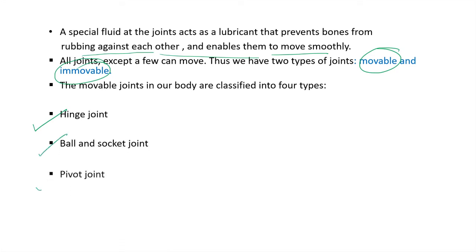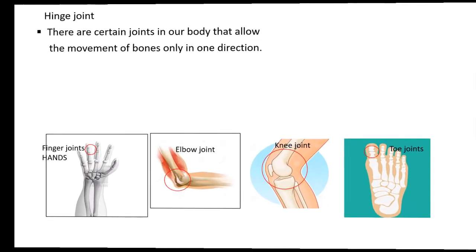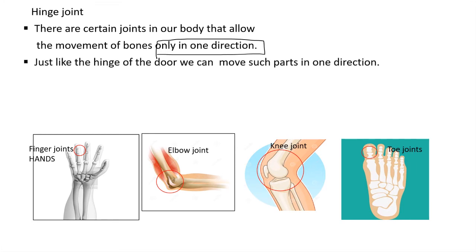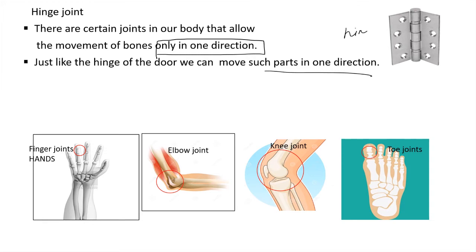What about the immovable joints? Where are they found? They are found in the skull, and the teeth are attached to the upper jaw and lower jaw with the help of an immovable joint. Hinge joints. There are certain joints in our body that allow the movement of bones only in one direction. Just like the hinge of a door, we can move such parts in one direction. Hinge joints are present in different parts of the body, such as fingers, elbows, knees and toes.